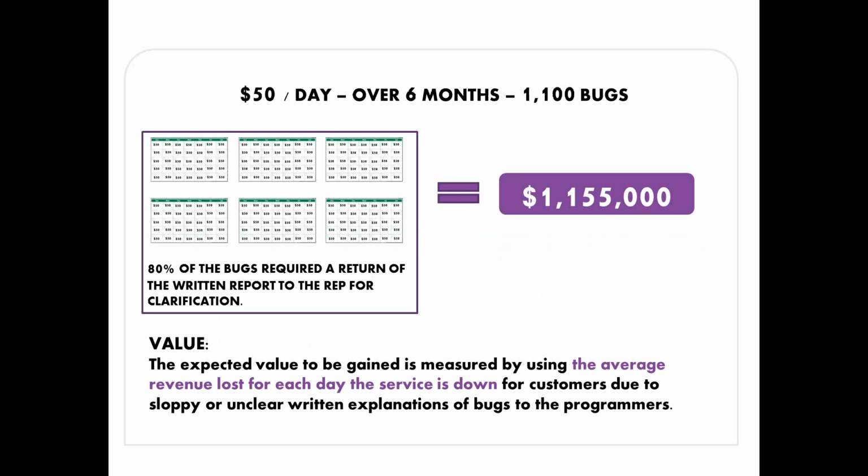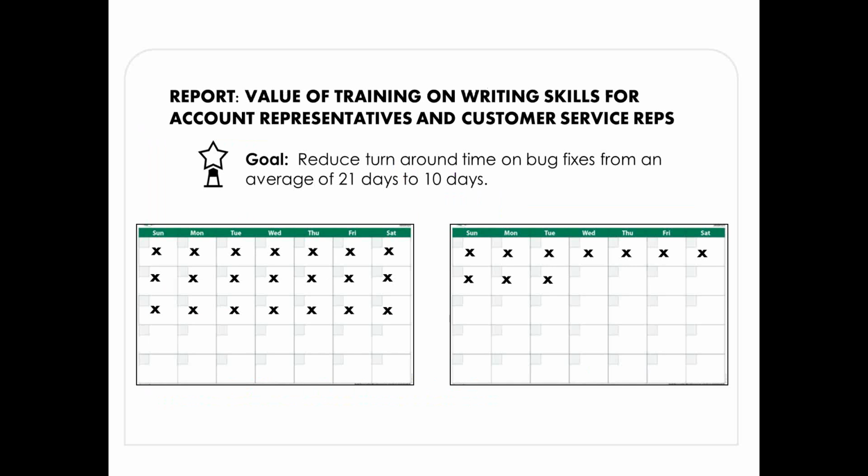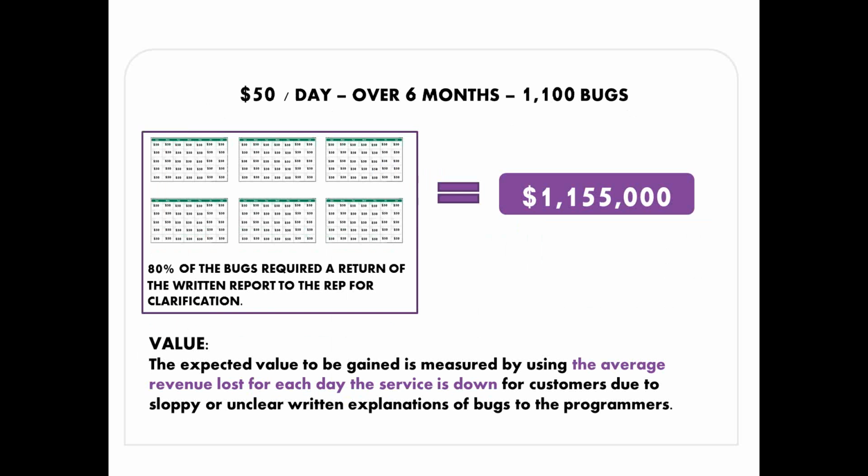The value we expect to gain is measured using the average revenue loss for each day the service is down for customers due to sloppy or unclear written explanations of bugs to the programmers. So the business process here is that the account representatives and customer service reps aren't writing clearly enough. Their writing skills aren't very good, so they're providing unclear explanations of the bugs to the programmers. The programmers are having to return the reports for clarification, and it's creating a delay in getting the bugs fixed.